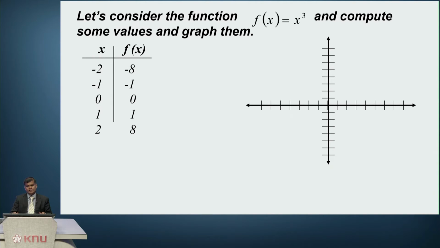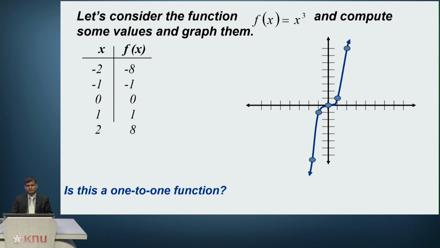So you have x as -2, -1, 0, 1, 2, and so on, and f(x) is nothing but x cubed, so it's -8, -1, 0, 1, 8. For these values of x and f(x), we can try to plot the graph. Let's start with -8, -1, 0, 1, 8. That's it. And some questions you can ask yourself: is this a one-to-one function?